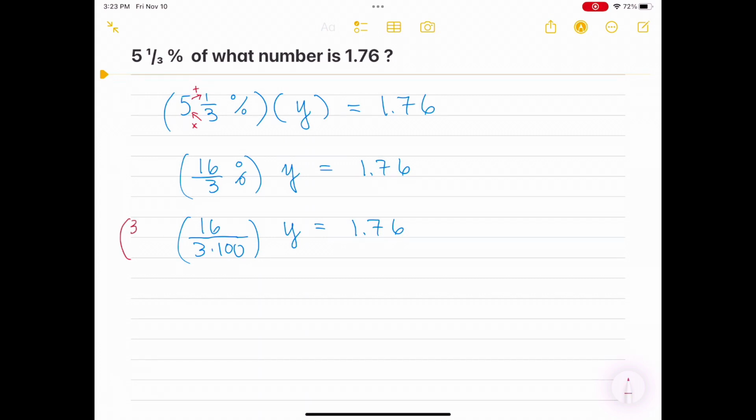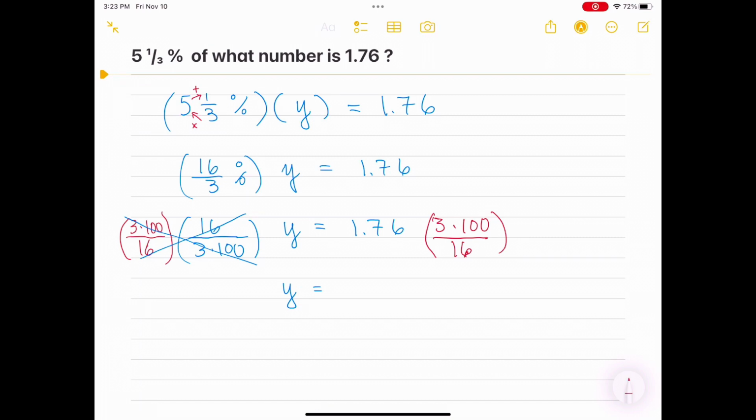And as before, we isolate y by multiplying this number by its reciprocal, which is 3 times 100 over 16. And whatever we do on the left-hand side of the equation, we must balance by doing the same thing to the right-hand side of the equation. So we multiply 1.76 also with 3 times 100 over 16.